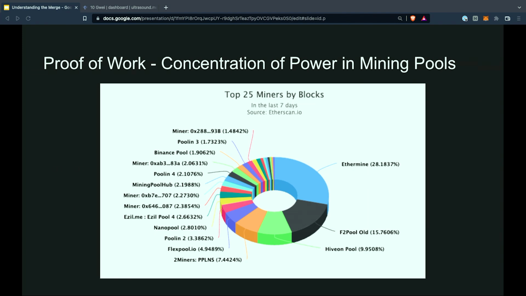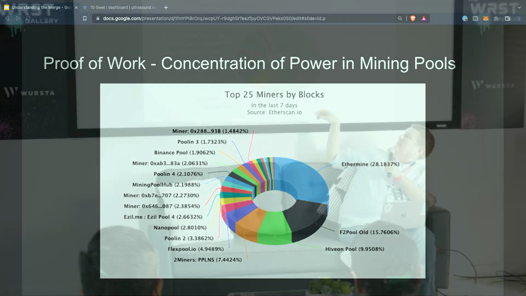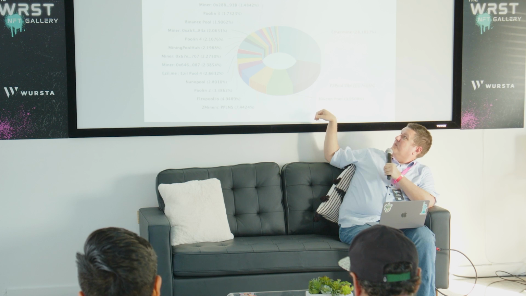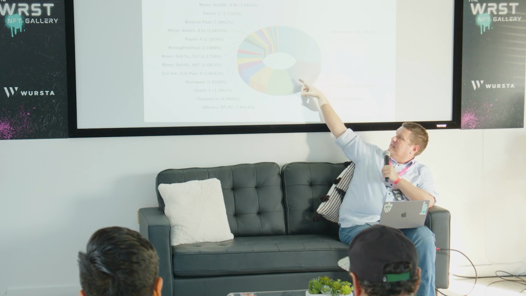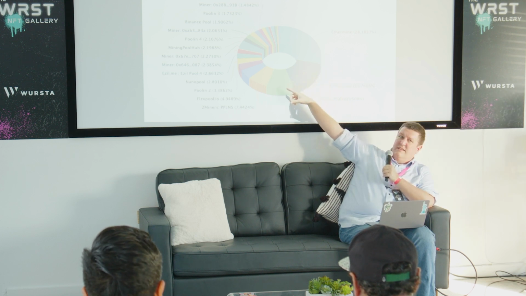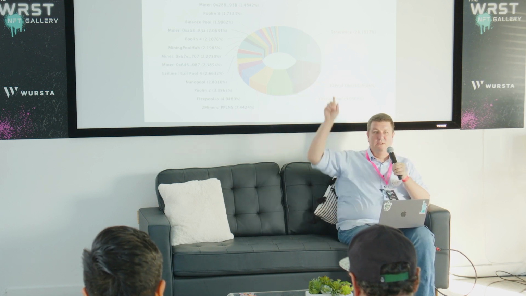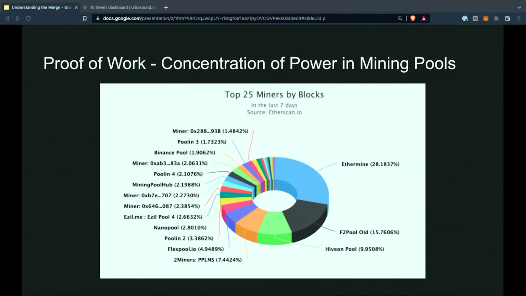So here we can see, Ethermine 28%, F2 Pool, my prior employer, at 15%, Hiveon 9.95%. It doesn't take too many of these to get over 50% of the network power. And if you have over 50% of the network power and you choose to collude with one another, you could actually rewrite the entire blockchain.